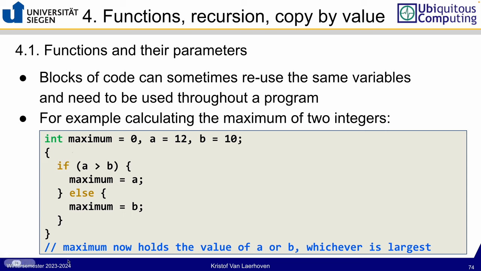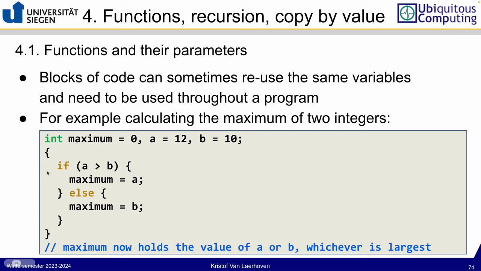So we have here an example of a function where we start out in a very simplistic way. This is somewhere, for instance, in your main function. We have several variables: the maximum, which we initialize to 0. We have two numbers, an A number, which is 12, and a B number, which is 10. Again, those are three integers somewhere in your memory. Each of those fills up 4 bytes of memory, and they have particular values.